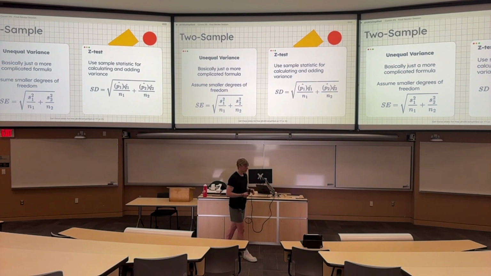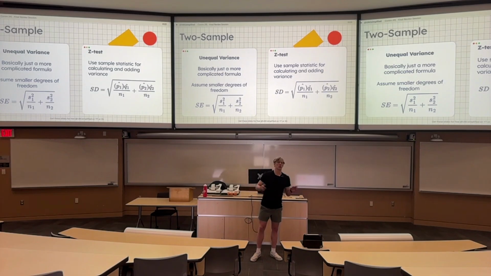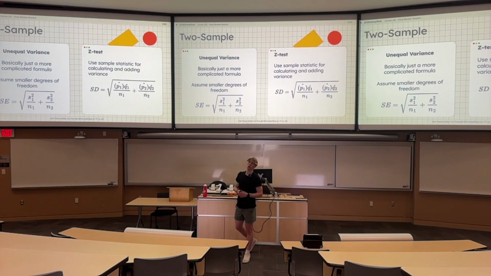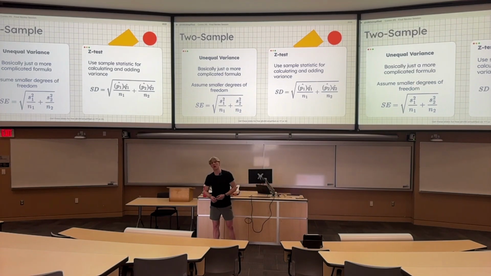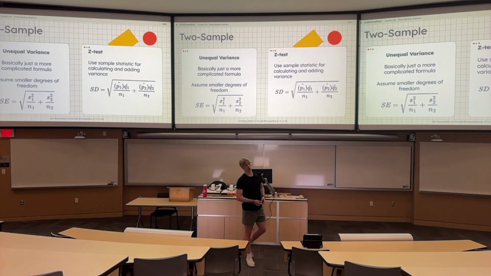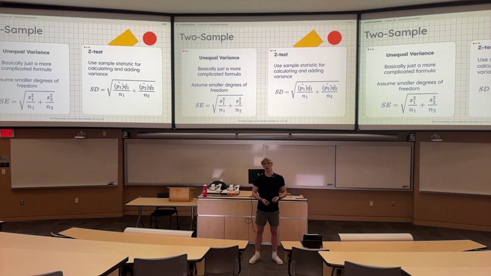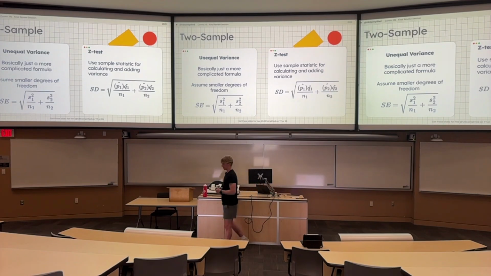And then in terms of degrees of freedom, it's a super complicated formula, so we don't need to know that. Just assume the smaller degrees of freedom. So whichever n is smaller, just assume the smaller degrees of freedom from there. But odds are we won't need to know how to calculate those degrees of freedom. It's similar to the pooled variance in terms of the setup, where the null hypothesis would be that one mean equals the other. And then lastly, talking about the z-test.